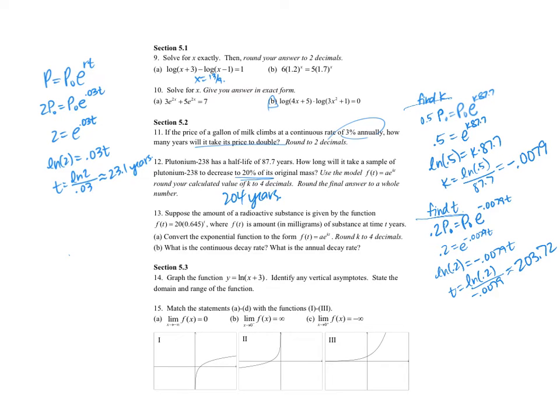Okay, and so, yeah, we expected it to be a number greater than 87.7, so that is that. Okay, so number 13, suppose the amount of a radioactive substance is given by that function, where f of t is the amount in milligrams and t years. First thing we want to do is convert it to that kind of form.